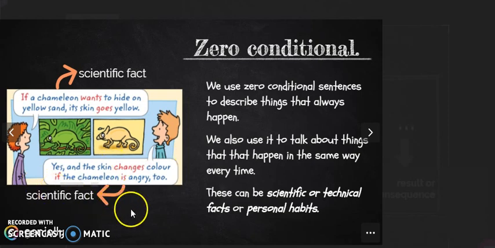Okay, so they are talking about scientific facts. If we talk about scientific facts, it's because this information is true. It's 100% real, right? Let's check the usage of the zero conditional. It says, we use zero conditional sentences to describe things that always happen. Routines, it could be. We also use it to talk about things that happen in the same way every time, right? This can be scientific or technical facts or personal habits, right? So zero conditional, we use it to talk about scientific facts and things that are 100% real.